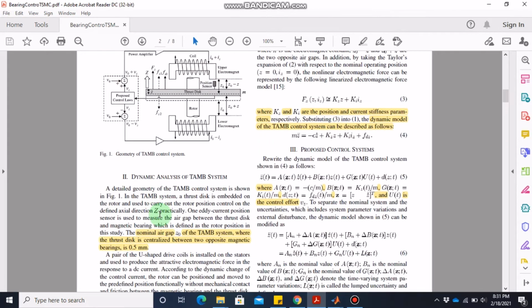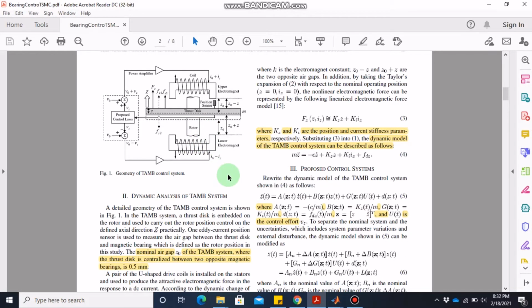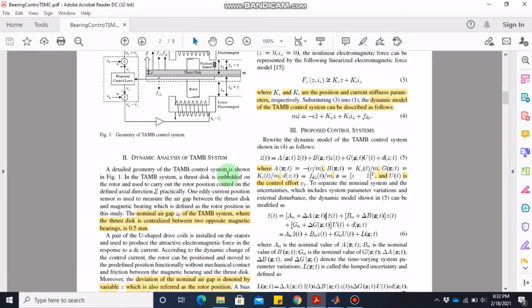Okay, so this is the system where there is a thrust disk and the rotor, and there are two electromagnets, the lower electromagnet and the upper electromagnet, and the proposed control laws are applied in the form of voltages which result in the currents in the coil, which basically produce the magnetic force that is used for control purposes. The model of magnetic bearing system is very simple.